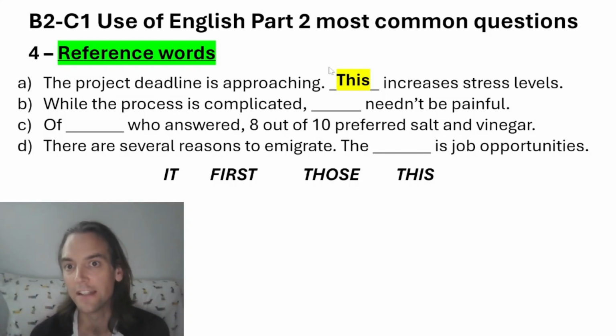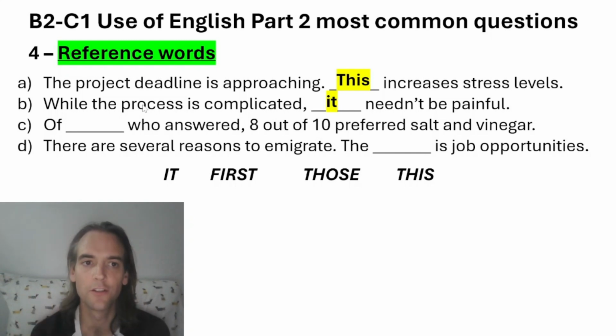This whole thing increases stress levels. Whereas B, the process is complicated, it needn't be painful. I'm just referring to the process, the one thing, you know, the subject of the previous sentence, so it's "it". If we're just referring to the subject or object of the previous sentence, "it" would probably sound better. If we're referring to the whole idea and its consequences, then "this" sounds better.